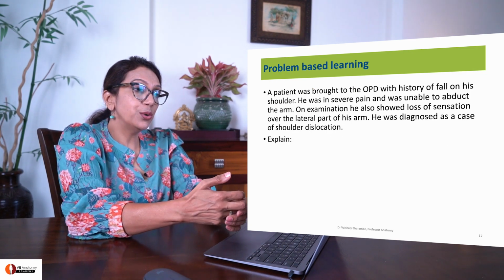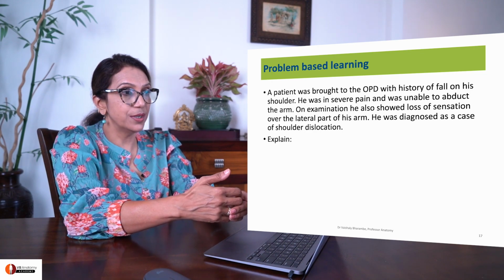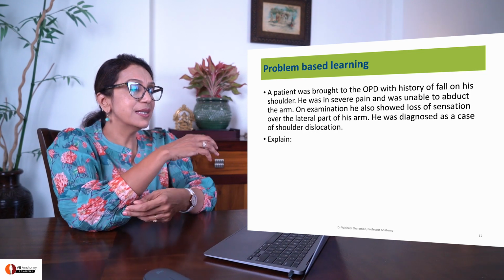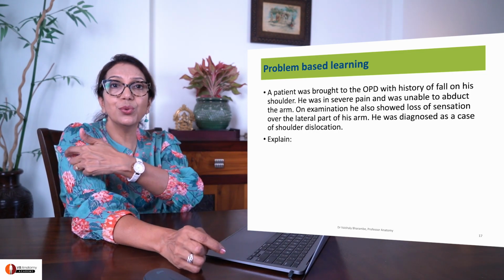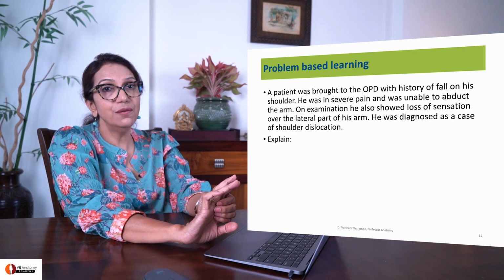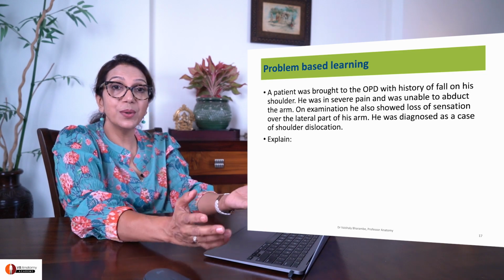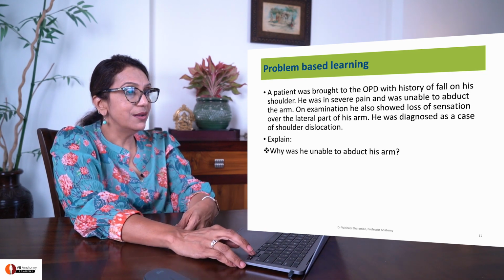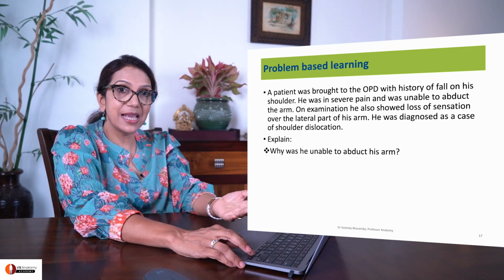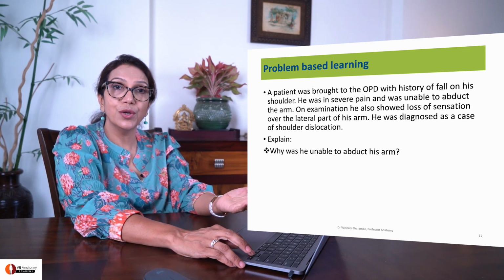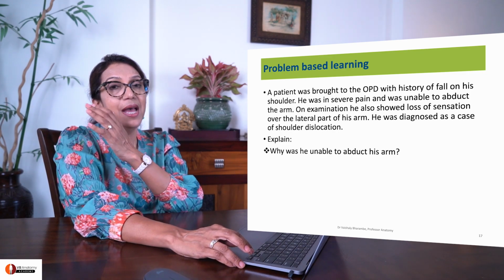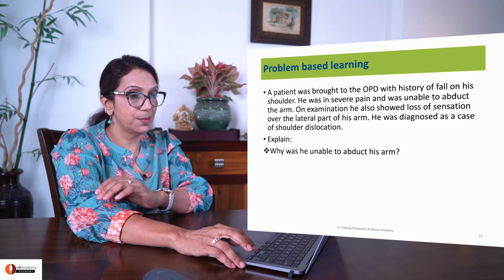A patient was brought to the OPD with a history of fall on the shoulder. He is in severe pain, unable to abduct his arm. On examination, he shows loss of cutaneous sensation on his arm as well. He is diagnosed as a case of shoulder dislocation. Question: can you explain why he was unable to abduct his arm? Yes, I can. Because his axillary nerve was damaged at the time of shoulder dislocation, so his deltoid is no longer receiving nerve supply and therefore cannot abduct the arm.